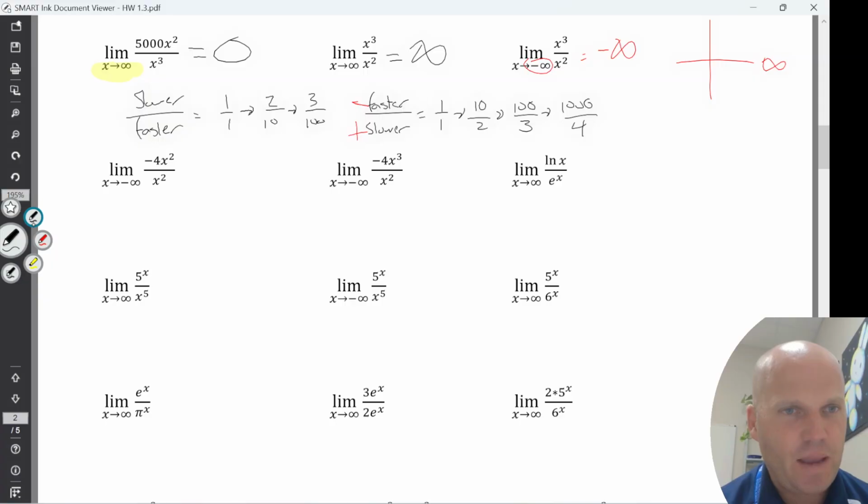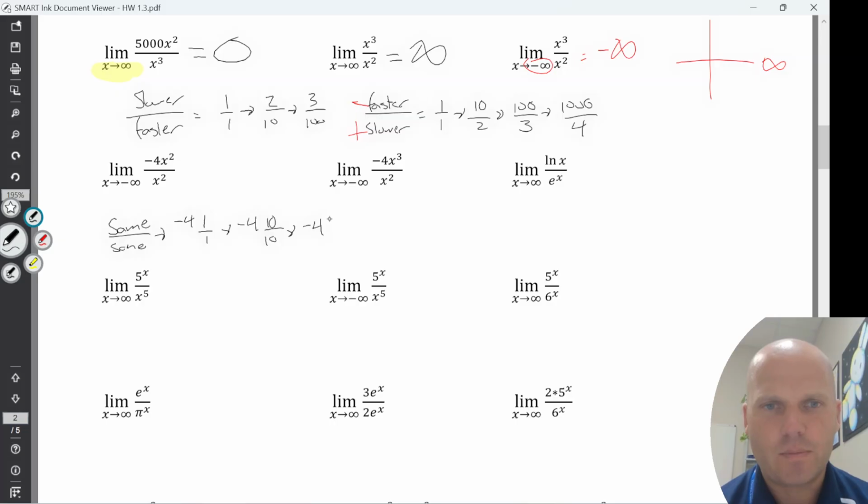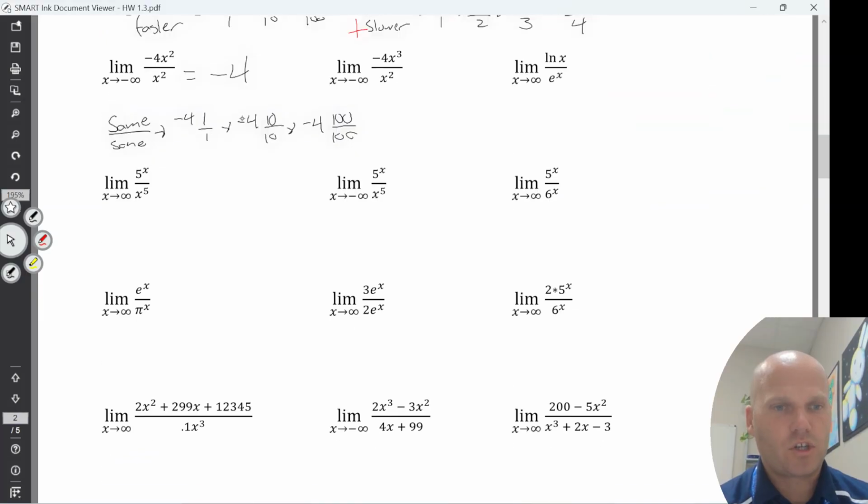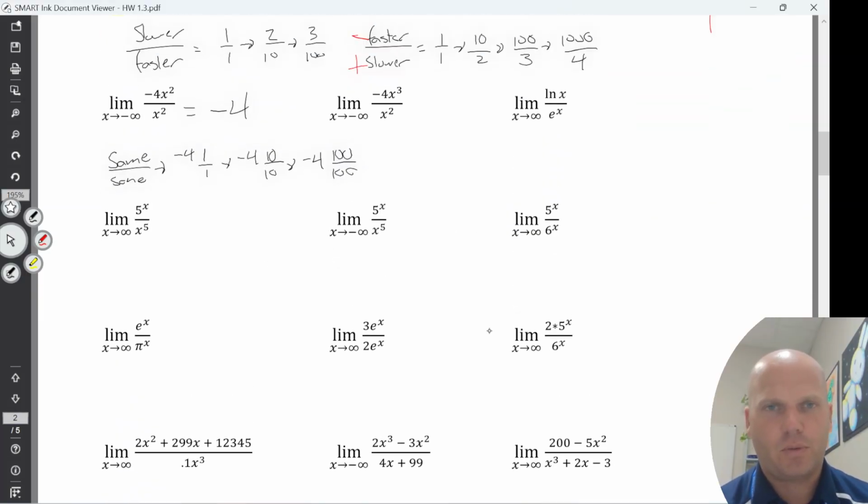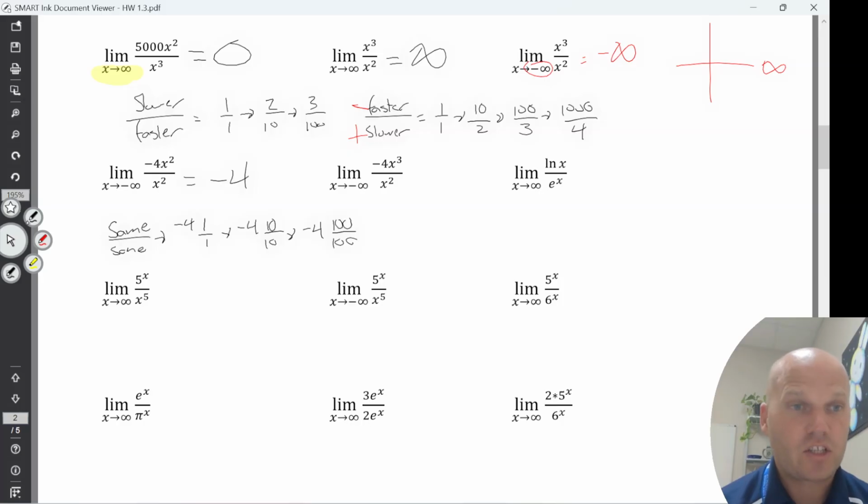Now, what if we have the same growth? Well, the growth is going to cancel. For this example, I have negative 4 times 1 over 1, and then negative 4 times 10 over 10, and then negative 4 times 100 over 100. It's essentially like these can cancel. Now, this is with ones where it's just one term, but when we start talking about multiple terms, we'll talk about how certain things are insignificant and we can just forget about them.